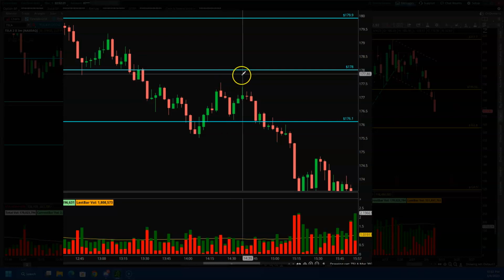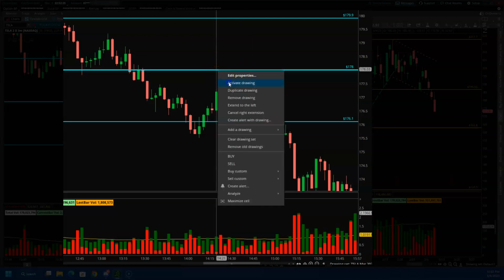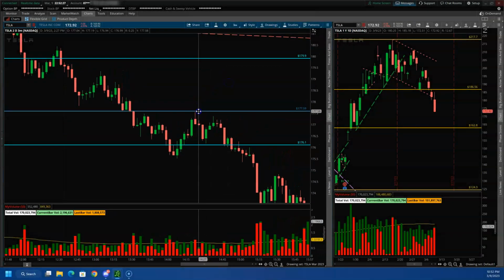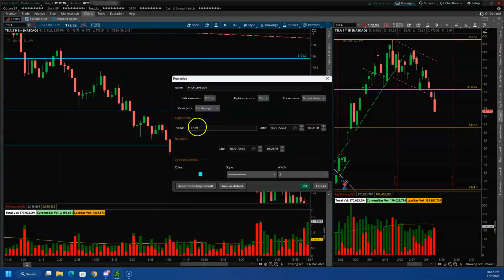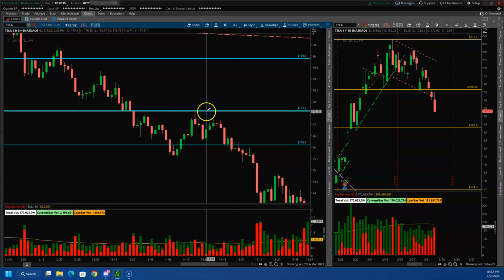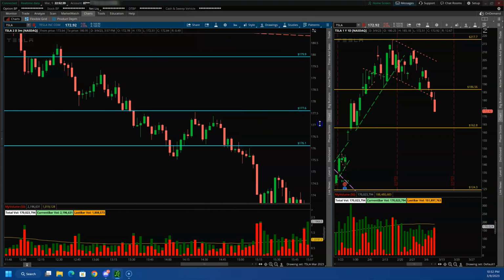You know, it tried to retest this 178 level, couldn't do that. And then you can adjust this level, right, from here to this one, right, 177.6. Now that's a good level for tomorrow as well, right? So why did I adjust to this level? Because that's where multiple touch points are, and a couple of other rules I follow.